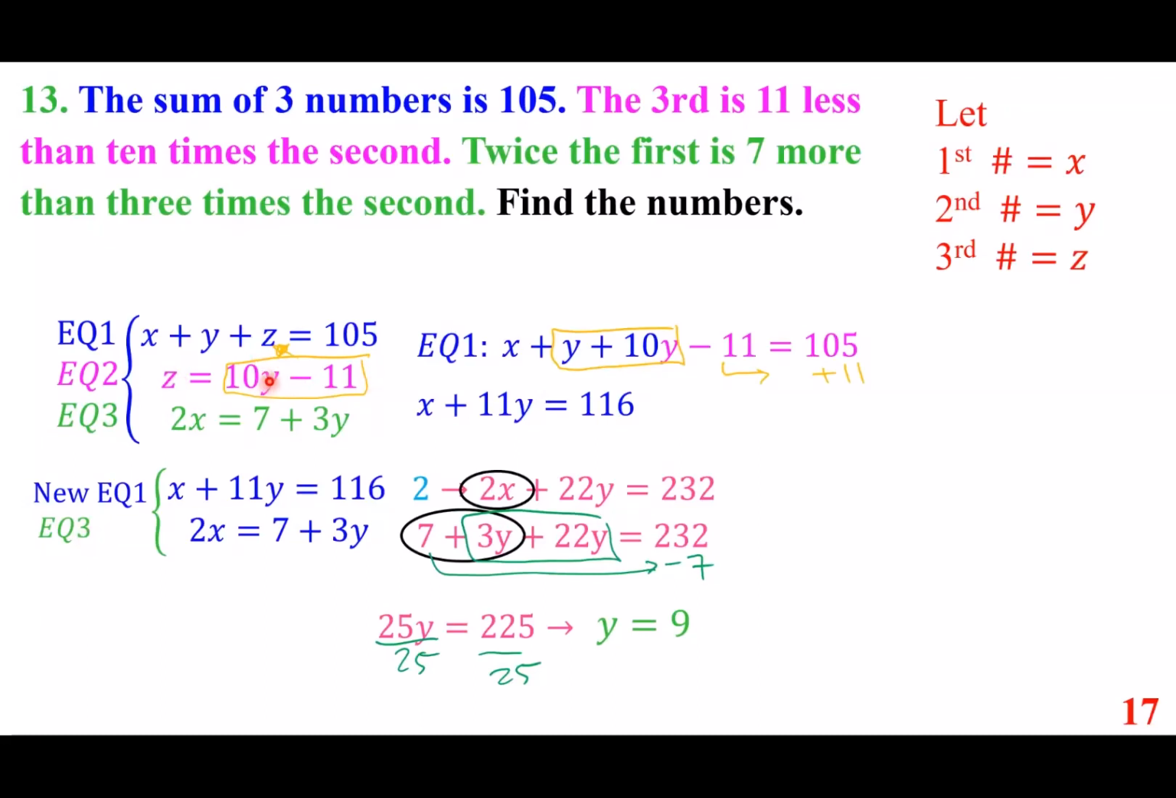z is 10 times y. 10 times 9, 90. Minus 11, 79. You can use this one, but I'd rather use the original ones because I have to check anyway. So why don't I use the first one? x and y and z must add up to 105. Let's plug in. Instead of y, put 9. Instead of z, put 79. And x, to solve it, becomes 17.